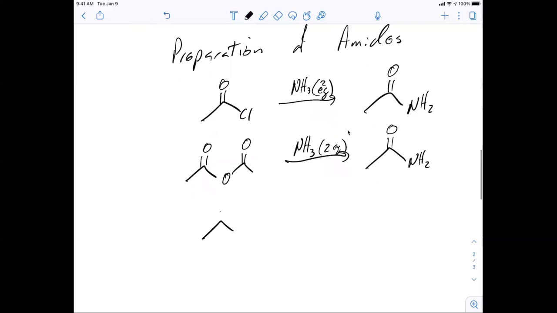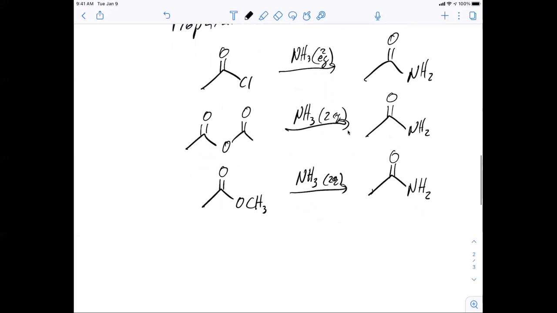And I can also do this with esters. Esters are a little less reactive, but the same process occurs. Sometimes you'll see esters with heat, but heat here is just necessary to make it go relatively quickly. It's not necessary for the reaction to actually get over the energy of activation. It's just going to react slower. And of course, we saw these as reactions of acid chlorides, anhydrides, and esters.